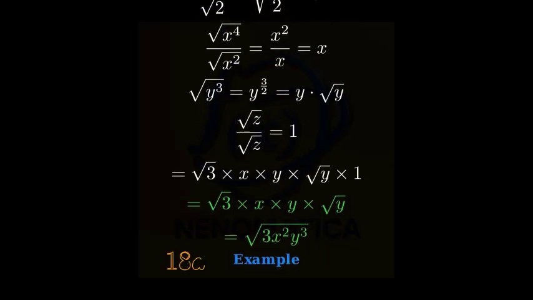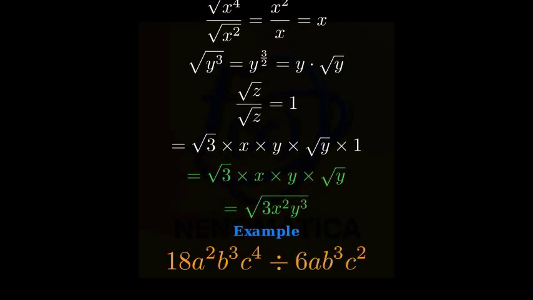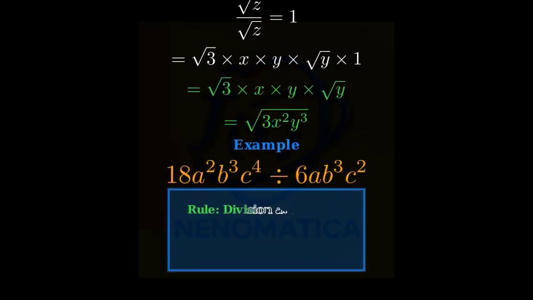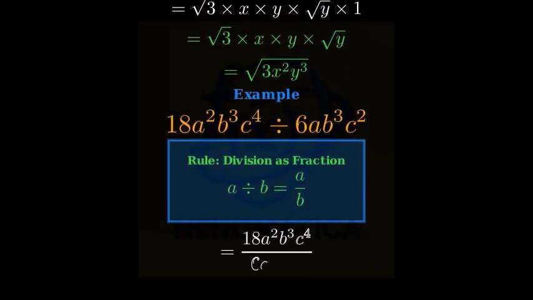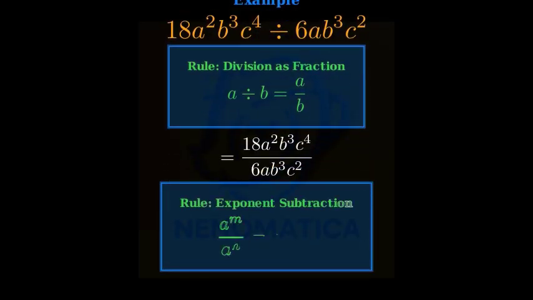Here we need to simplify 18a squared b cubed c to the fourth power divided by 6ab cubed c squared. Let's rewrite this as a fraction and then simplify each term. We get 18 divided by 6 times a squared divided by a times b cubed divided by b cubed times c to the fourth divided by c squared. Now, we simplify these terms.